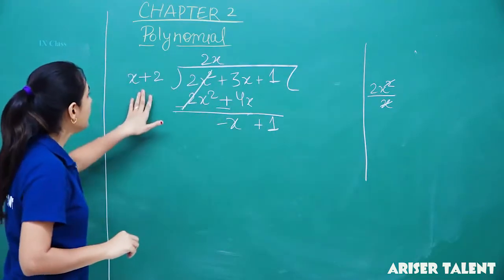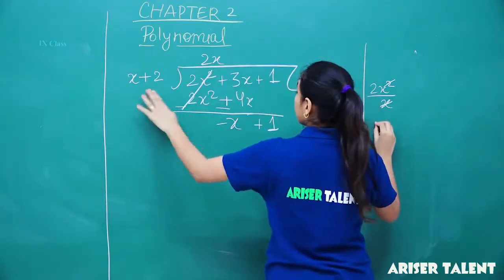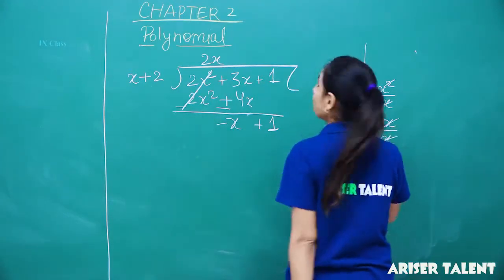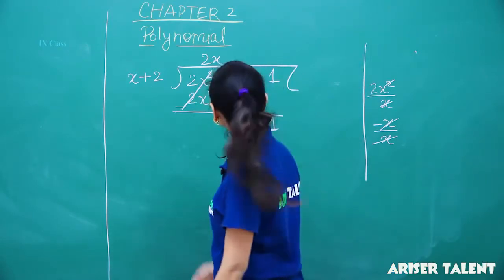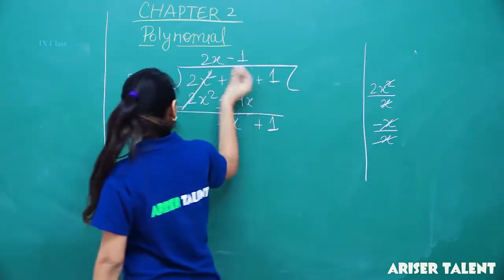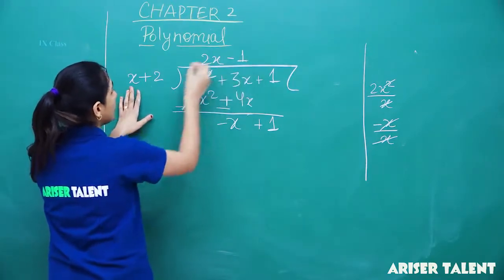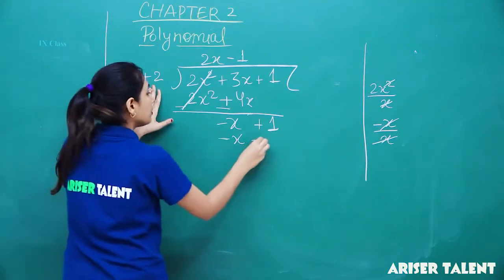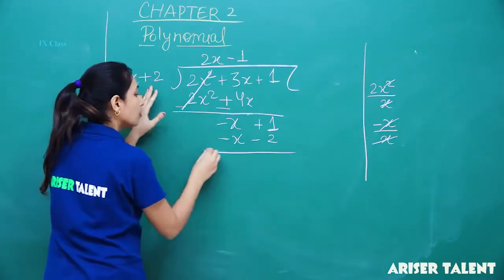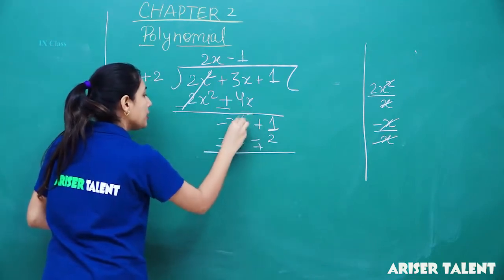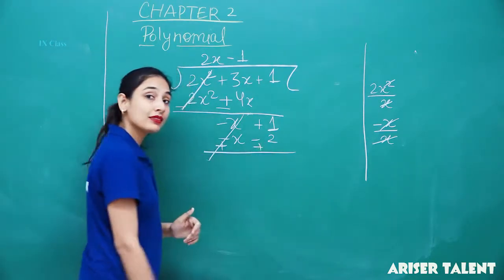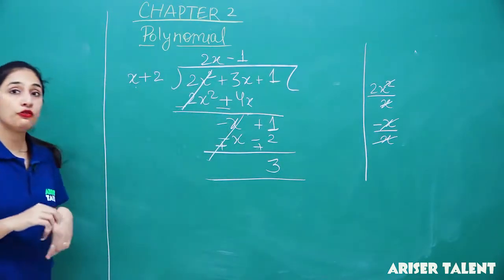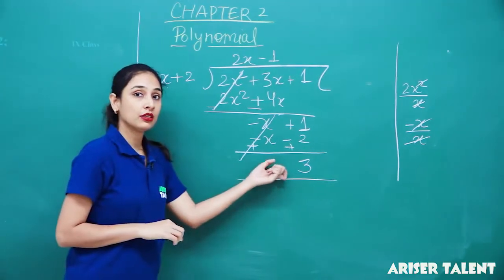So, here it is. Now, minus x upon x will give you minus 1. Write it here. Do the process. That will be minus x, and that will be minus 2. Now the sign will change. That will become 0 and that's 3 here. News flash. We are having a remainder.